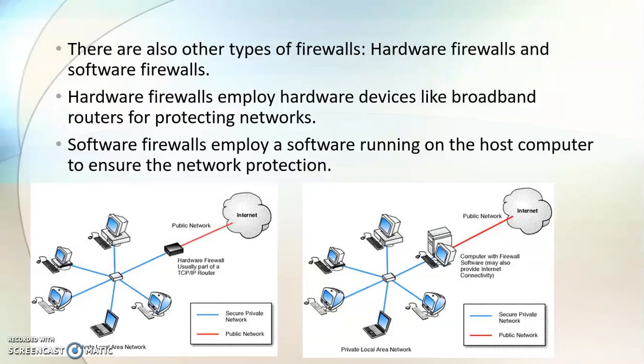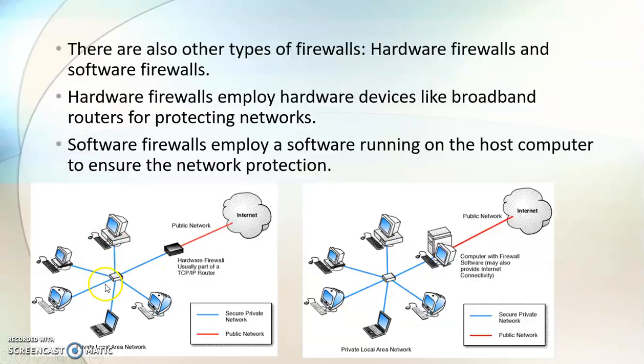So here you can see the different types of hardware and software firewalls, and how they are incorporated with the internet. Here we have the internet, so this network is a public network. Here we have a hardware firewall, usually a part of a TCP/IP router. This is an internal network.